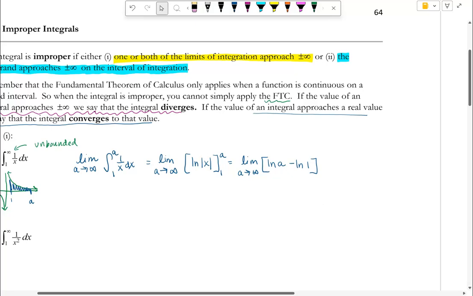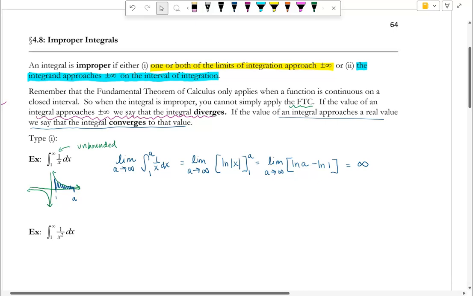So when we think about what's happening as we allow a to approach infinity, really, this is just the natural log of infinity minus 0. And we know that natural log is going to go to infinity. So this is going to blow up. We are going to get infinity. So this integral diverges.